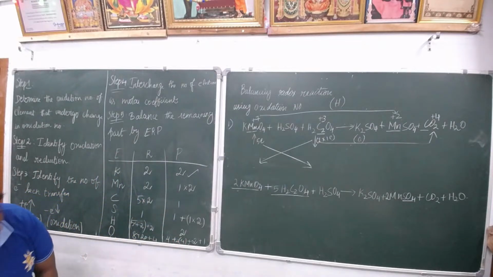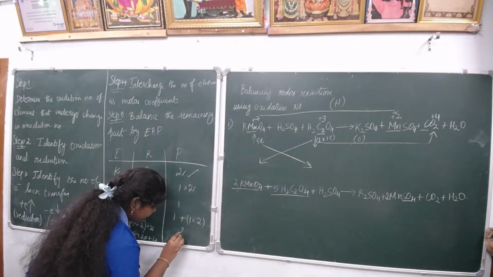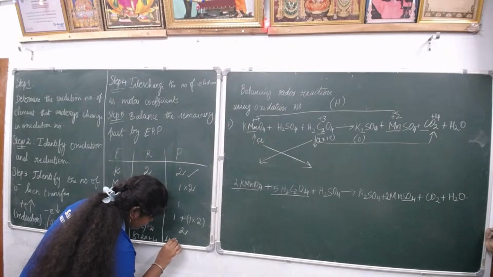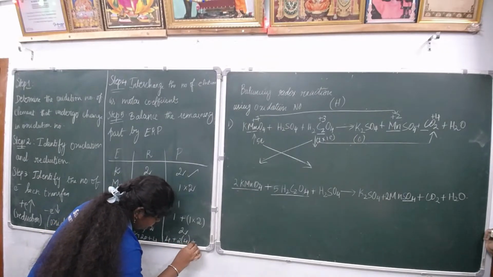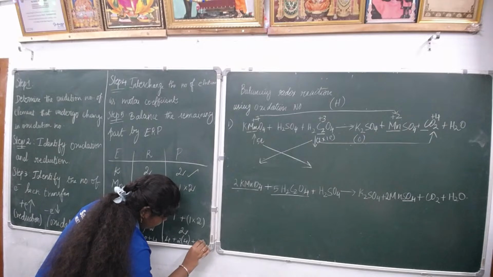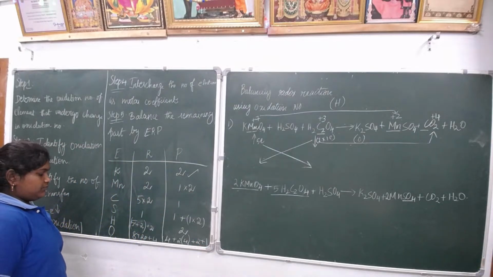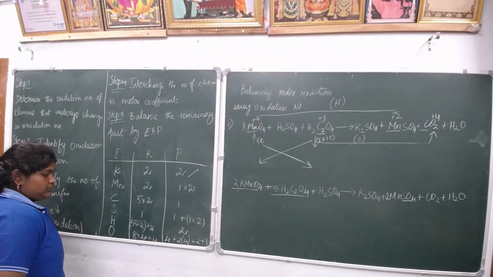Then, now sulfur is over. So here 2 into 1 sulfur, but here only 1. And what about hydrogen? Identify hydrogen here. Okay, so here 5 into 2 and then here 2, is it not? So 5 into 2 means 10 and here 2.